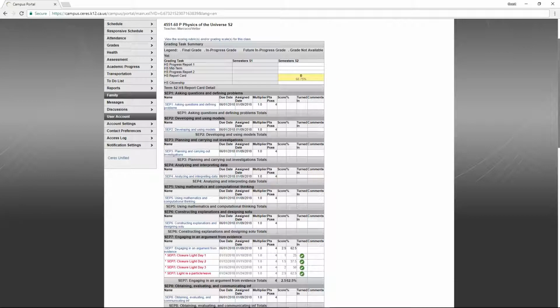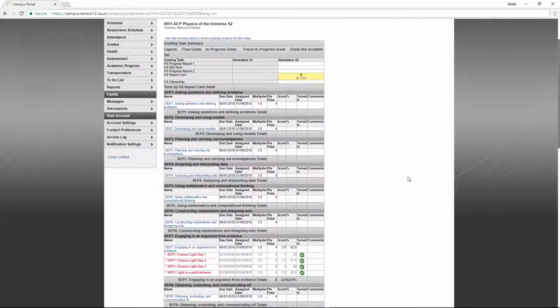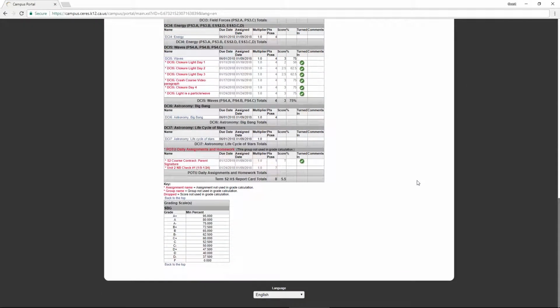Because we are using a different grading scale, the traditional percentages don't work. You can find the full grading scale down here at the bottom of the page.